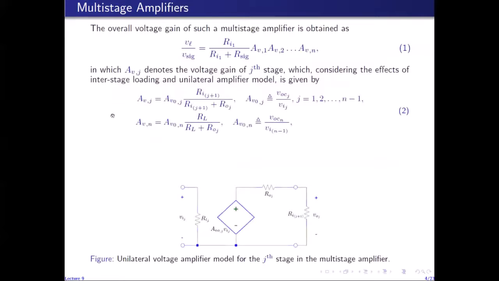And the gain of the individual stage, so the gain of the jth individual stage represented by AV, comma J, is given by this expression, for J between 1 and n minus 1. And for J equal to n, that is for the nth stage, the gain is given by a similar expression. So AV naught J is the open circuit voltage gain of the jth stage, and AV naught n is the open circuit voltage gain of the nth stage. Please keep in mind that these expressions are valid only for the case of unilateral amplifiers.